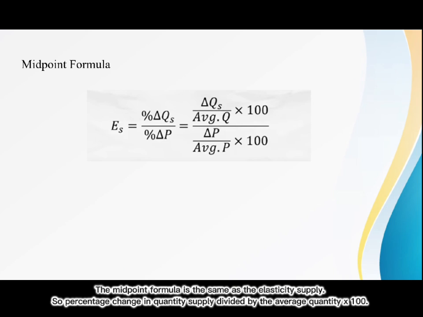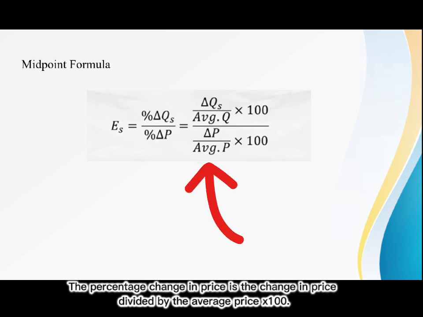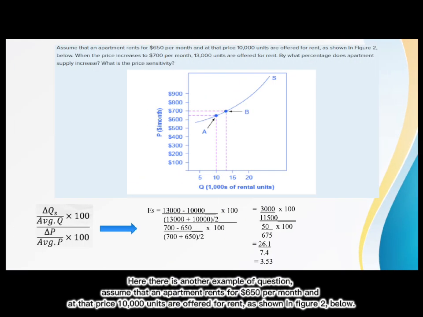The midpoint formula is the same as the elasticity of supply. The percentage change in quantity supplied is the change in quantity divided by the average quantity times 100. The percentage change in price is the change in price divided by the average price times 100. Here is another example question.